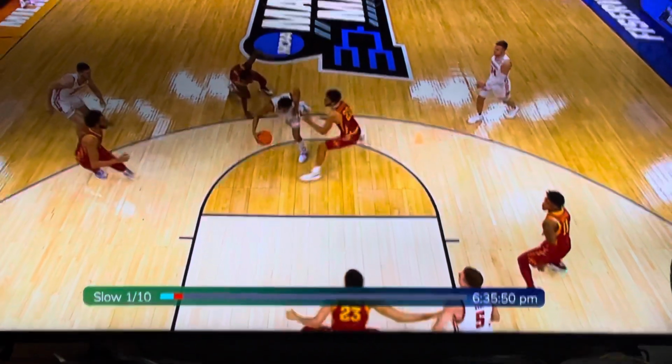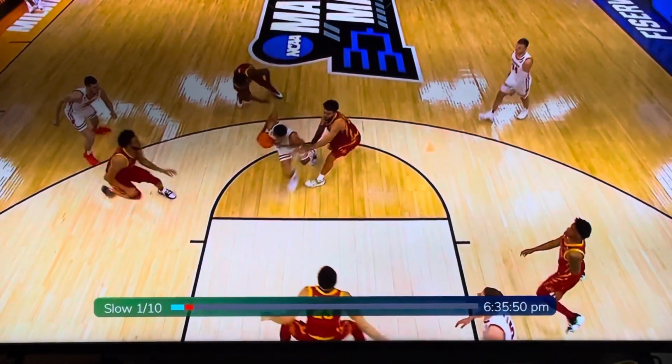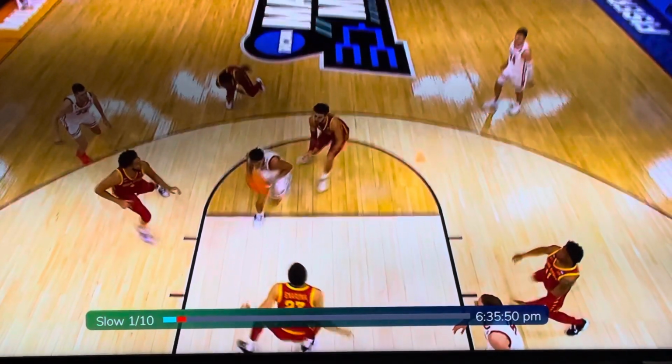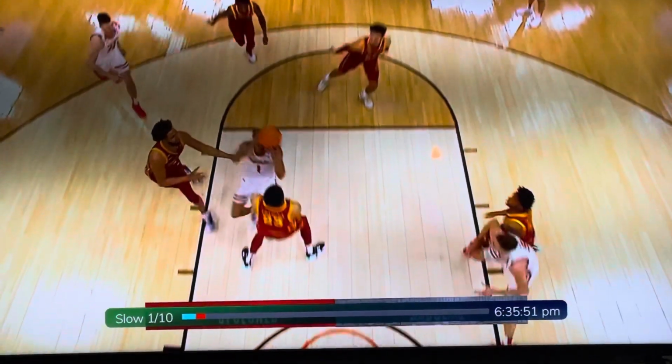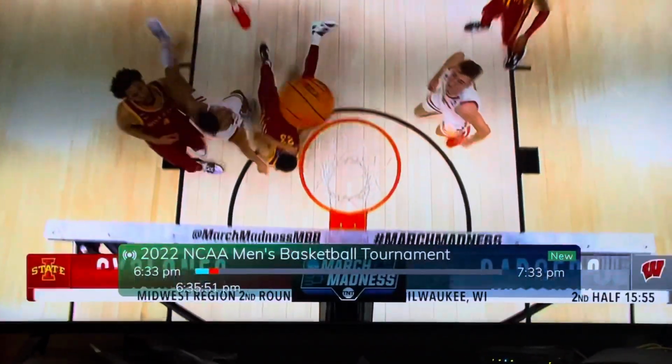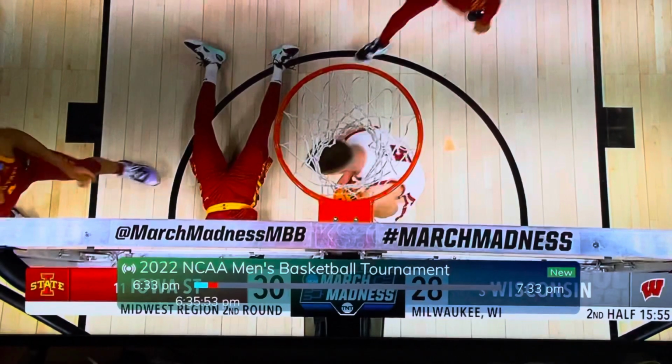Now, what you have to watch here is when he jumps, okay? When he jumps, you got to be there. When he jumps, see, he's still sliding, still sliding, still sliding. He puts his shoulder into him. That's not a charge, because he was still moving.